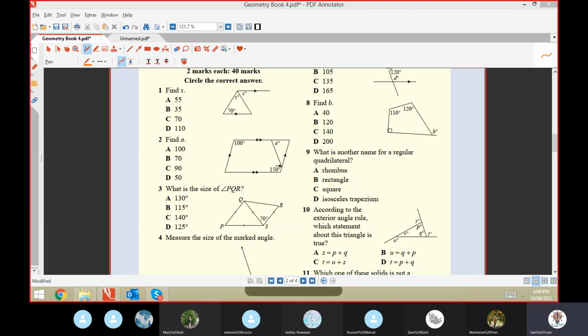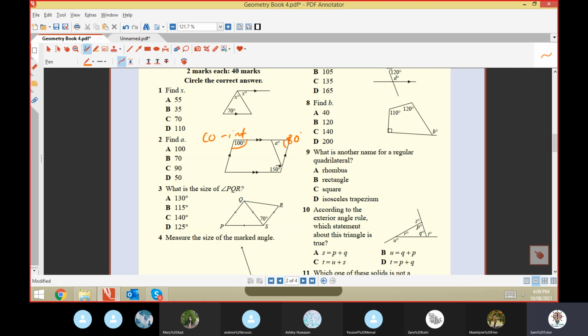The first thing I see is that these are parallel. So if that's 100, I know this angle here needs to be 80 degrees. Why is that? What's the word I'm looking for now? Co-interior. Perfect. So we know that's 80 degrees.